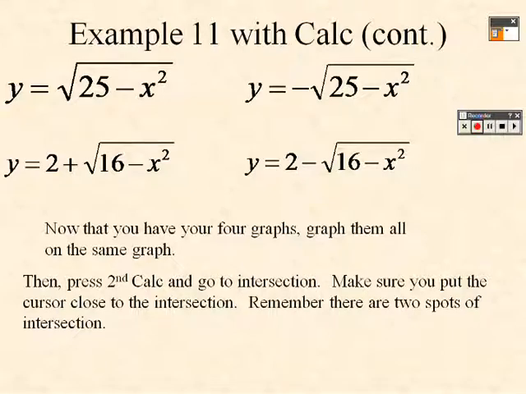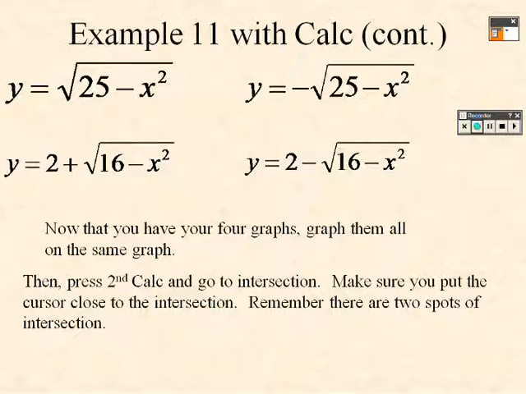Then after you do that, press second graph and go to intersection again. We're going to see if we can figure out where those points are, where they cross. Second trace will give you the calc menu. Go down to number 5, which is intersection. Make sure you put the cursor close to those intersection points, though. It needs to be close to the intersection. If it's not, it's not going to give you a good estimate.